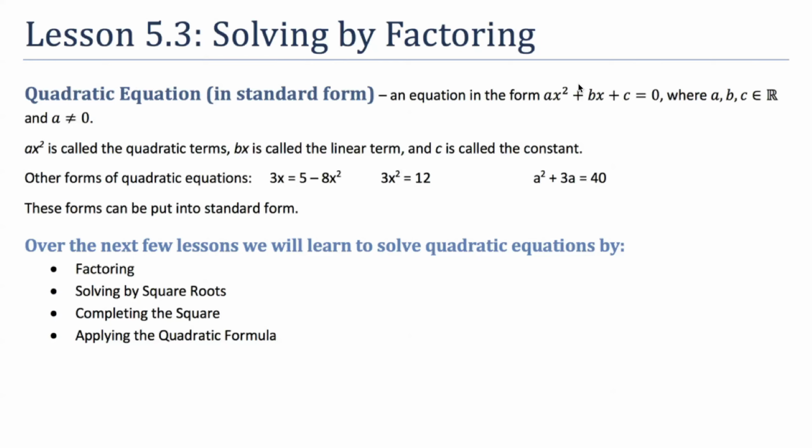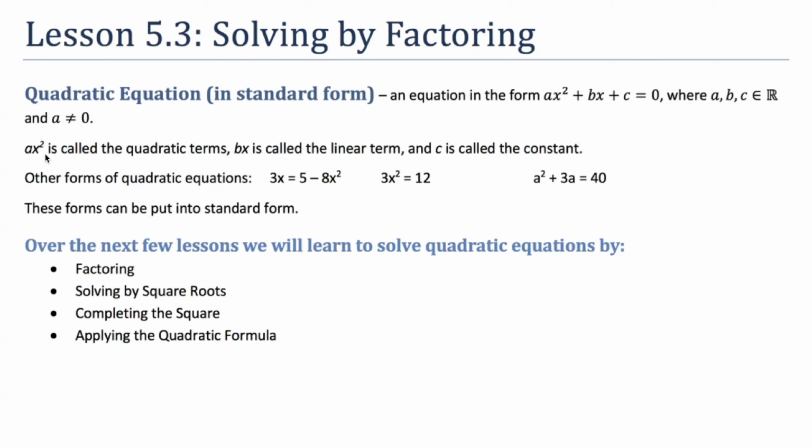In lesson 5.3, we'll use what we know about factoring to help us solve different types of equations. So a quadratic equation in its standard form is an equation in the form ax squared plus bx plus c equals 0, where a, b, and c are real numbers, and a doesn't equal 0, because if a was equal to 0, then we wouldn't have a squared term.